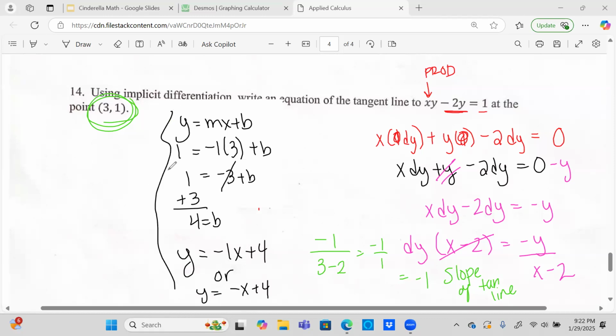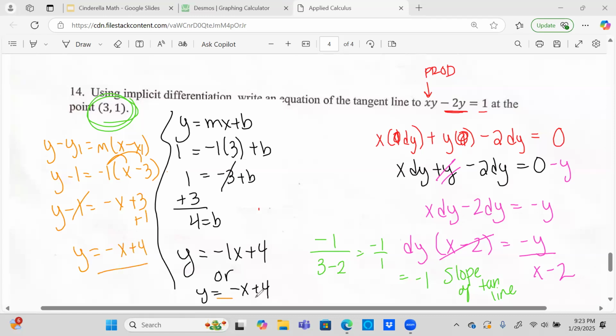Some people prefer point slope. So if you do that, that's y minus y1 equals m, x minus x1. So that would be y minus 1 equals negative 1, x minus 3. And some people just stop there and say that's the equation of the tangent line. I don't particularly like that. I like to go ahead and distribute it. So that would be negative x plus 3, add 1. And there's y equals negative x plus 4. So same answer. I honestly prefer the first method with slope-intercept form, but you could do either.